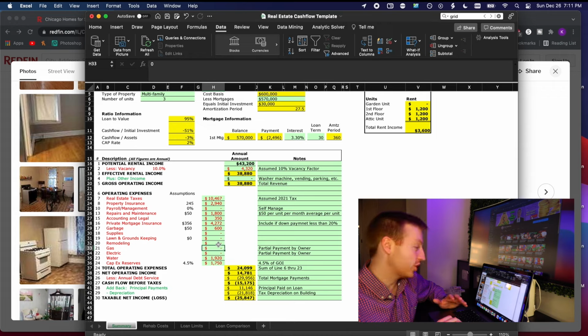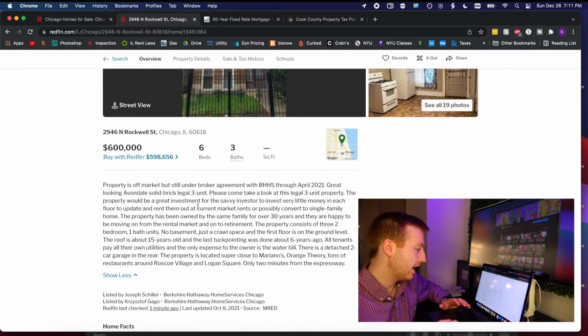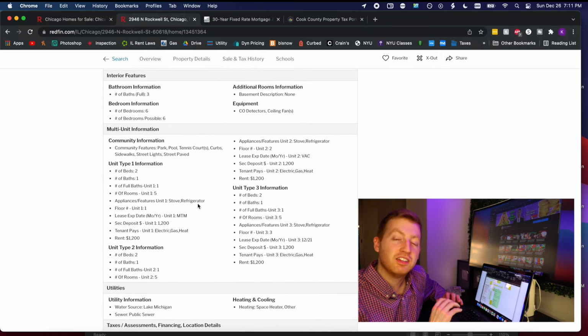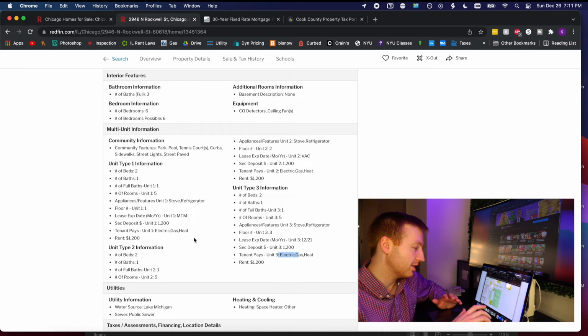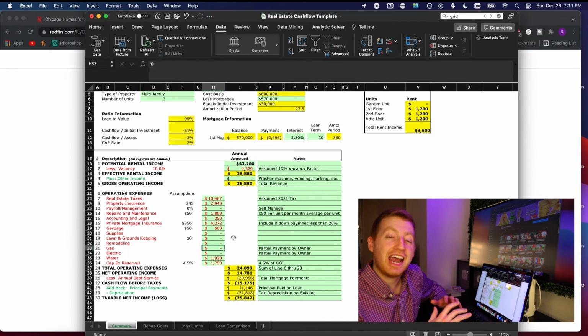So for gas and electricity, in the listing, it says that the tenants pay for both of them. So that means the renters are gonna pay for all that. So that's not gonna cost us anything. So that's gonna be 0. Same with electric. And then for water, like I said, every city is different.